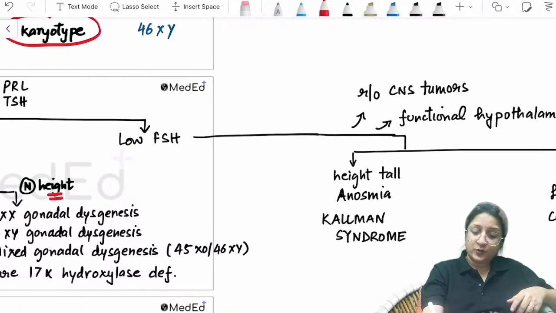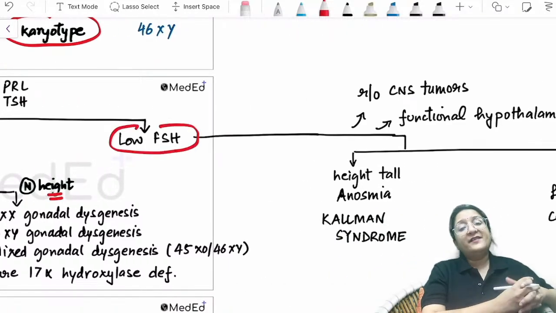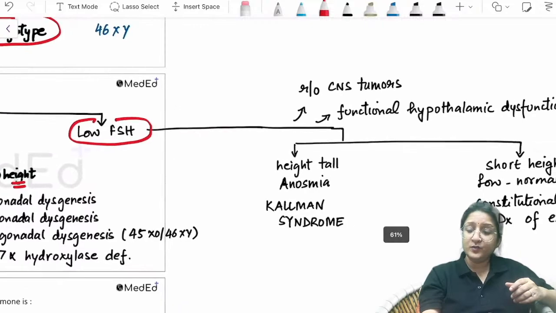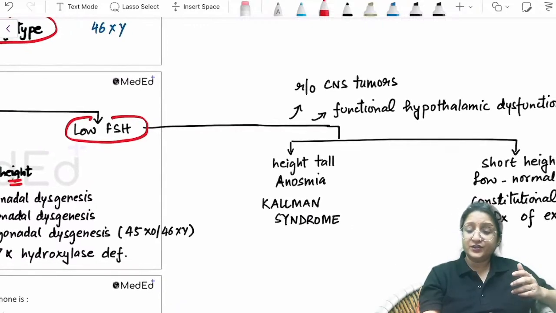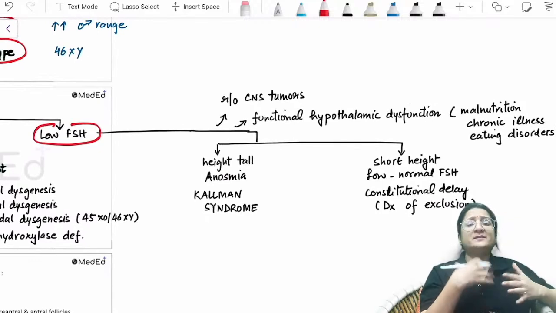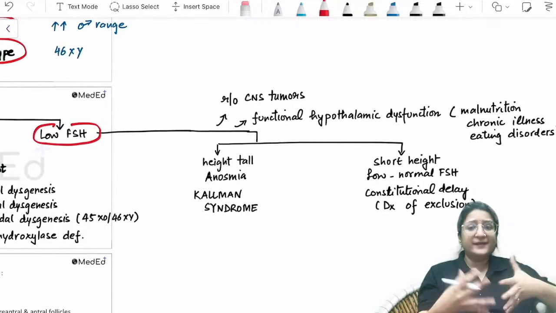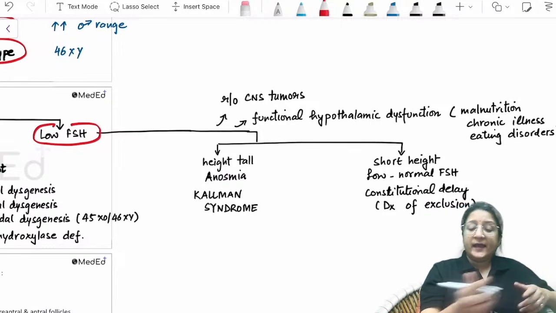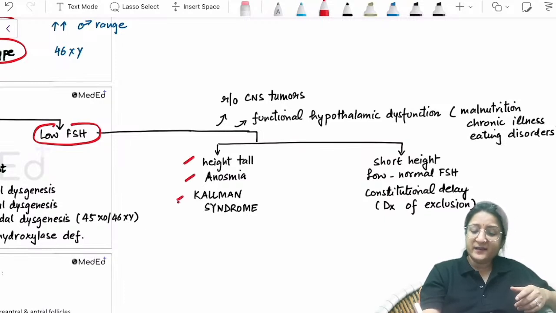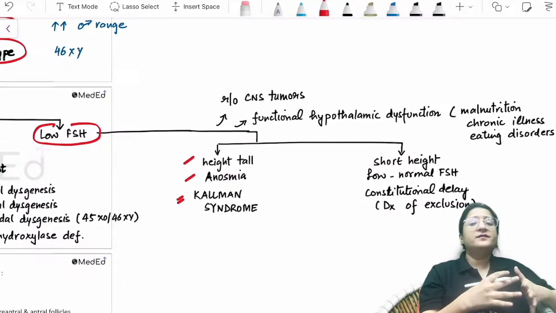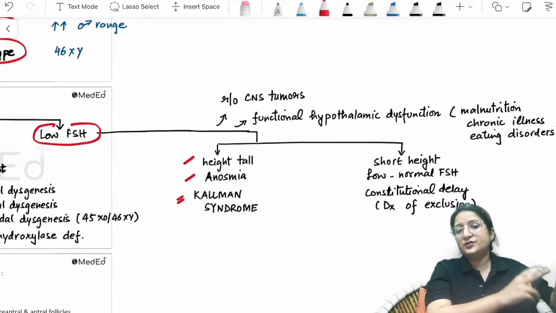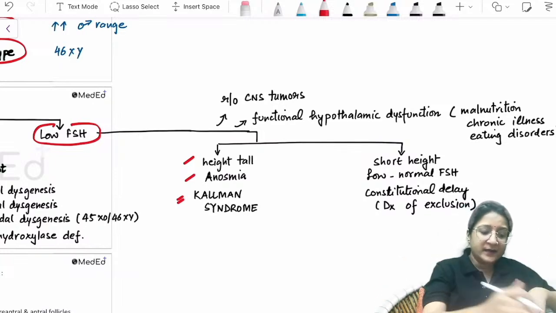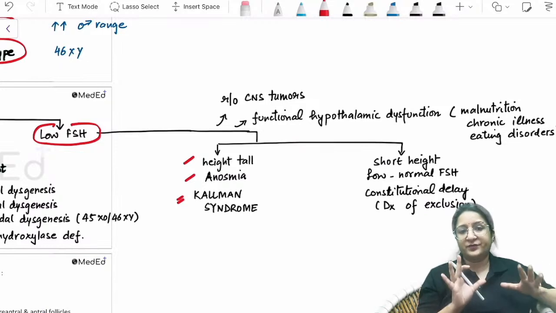Then we have the situation where the FSH is low. When the FSH is low, one should always rule out pituitary and hypothalamic causes. So one should rule out CNS tumors and functional hypothalamic dysfunction, for example excessive chronic illness, eating disorders, malnutrition and everything. These will generally have low FSH values. If they say height is tall and anosmia is there, then it is Kallmann syndrome straight away. And if the height is short with low normal FSH range, constitutional delay, like it was mentioned in the question, you only say when everything else is ruled out. It is a diagnosis of exclusion most of the times.